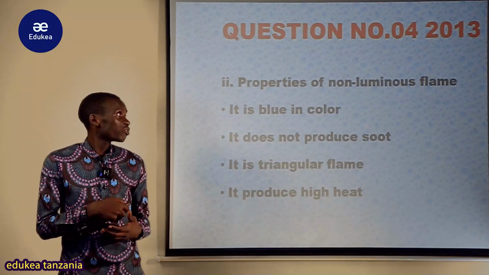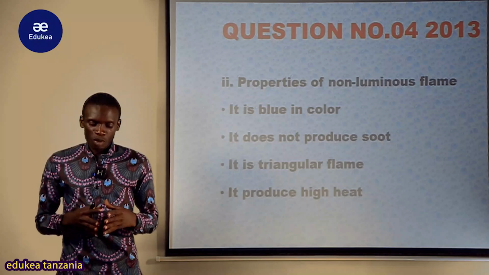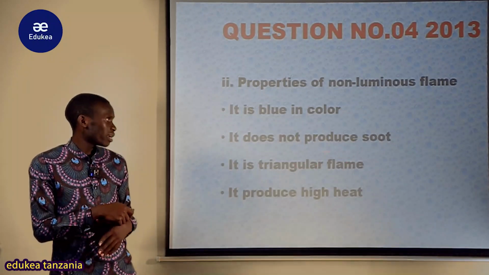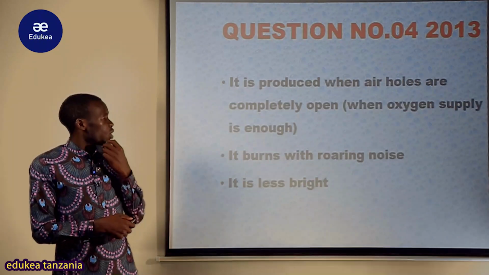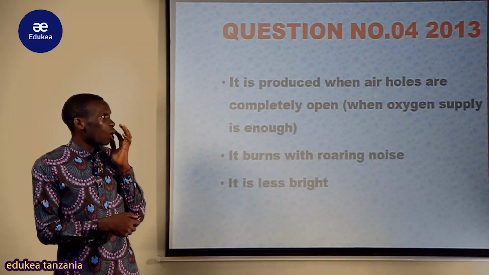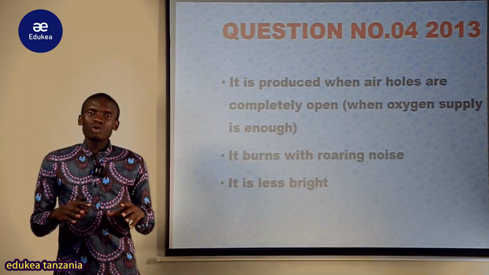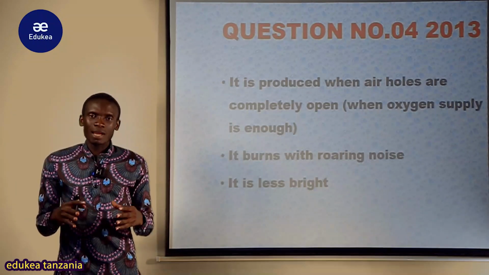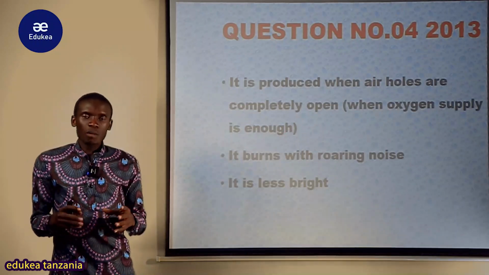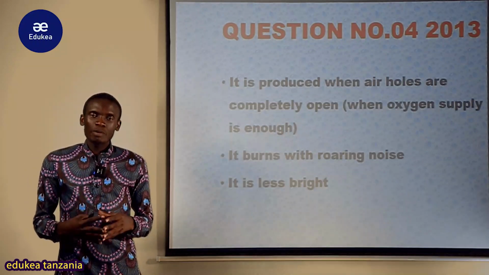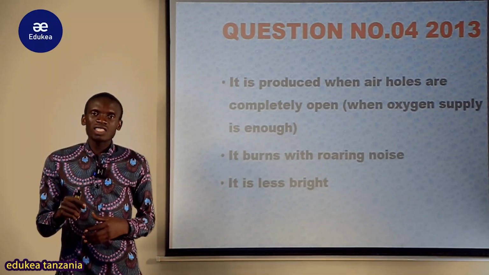Tumeona kwenye luminous flame yenyewe ni wavy flame. Shape yake inatengeneza kama ni wavy flame. But hii hapa yenyewe ni triangular flame. Also it is produced when air holes are completely open. So this is produced when the air holes of the Bunsen burner are completely open, or when oxygen supply is enough. Kama oxygen supply ikiwa nyingi, ndipo ina produce hii inaitwa non-luminous flame.